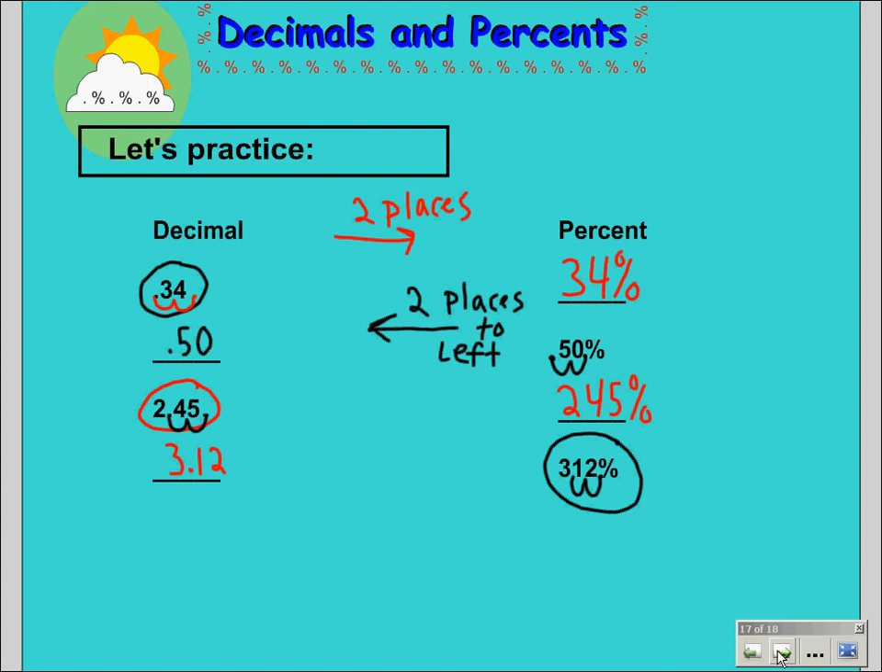So really, the 2 key rules when dealing with decimals and percents: when you're going from a decimal to a percent, you want to make sure that you're moving your decimal 2 places to the right. And when you're going from a percent to a decimal, you want to remember to go 2 places to the left. The 2 key rules.